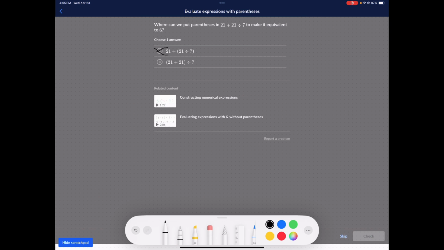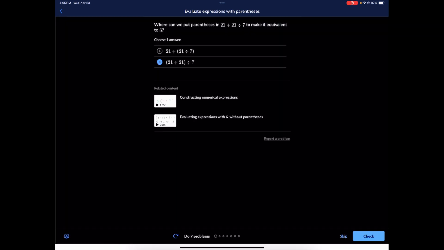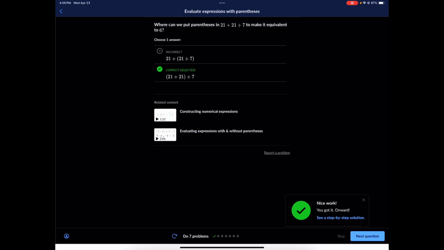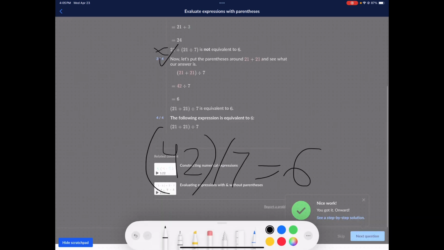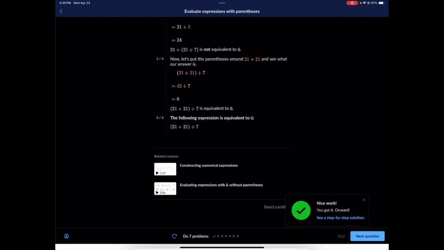So, A is wrong. Now, we know B is right, but let's just check it to make sure it is equivalent to 6 and Khan Academy didn't make a mistake. Okay, anyways, 21 plus 21 divided by 7. We can do our PEMDAS by adding 21 and 21 together to get 42, and then divided by 7. Will this be equal to 6? Yes, indeed. So, they didn't make a mistake. So, the answer is B. Here's the solution. If you got that right, great job. If you didn't, here are the videos. Otherwise, happy studying. Okay, next problem.